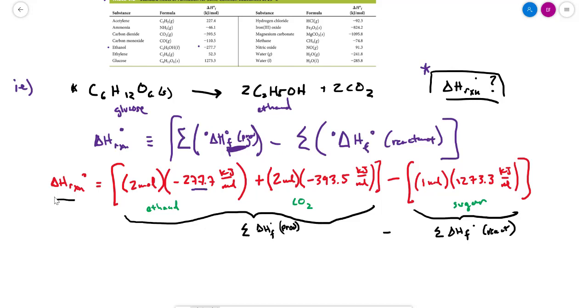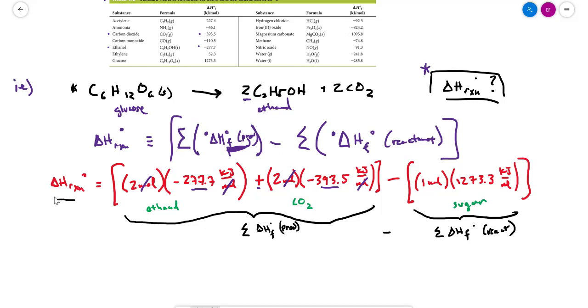And I have 2 moles of them, which means that this unit and this unit go away, and I'm left with 2 times minus 277.7. That's the heat of formation of 2 moles of ethanol in this reaction. I'm going to add that here to the heat of formation of 2 moles of CO2. Again, 2 moles CO2, I'm going to find carbon dioxide, which is minus 393.5 here. I'm going to punch that in right there. 2 moles, moles go away, so it's 2 times 393. This is the sum of the formation energies for the products in black here, this whole side.